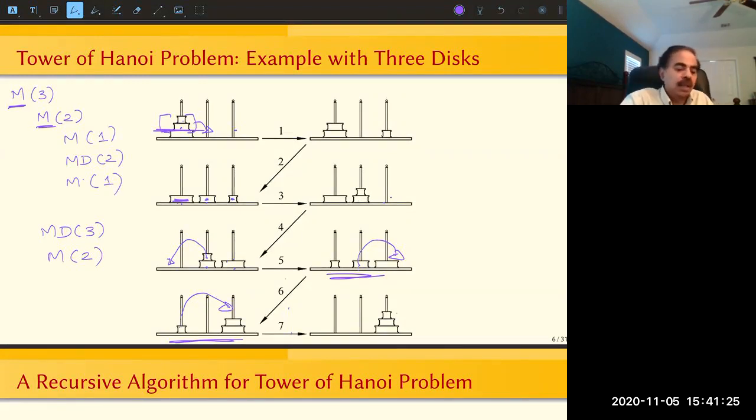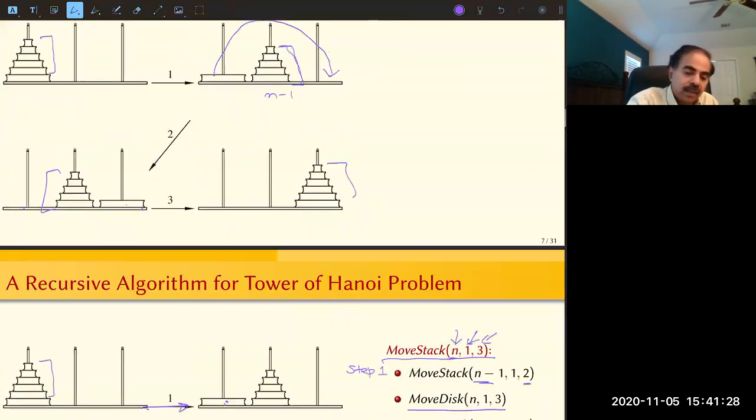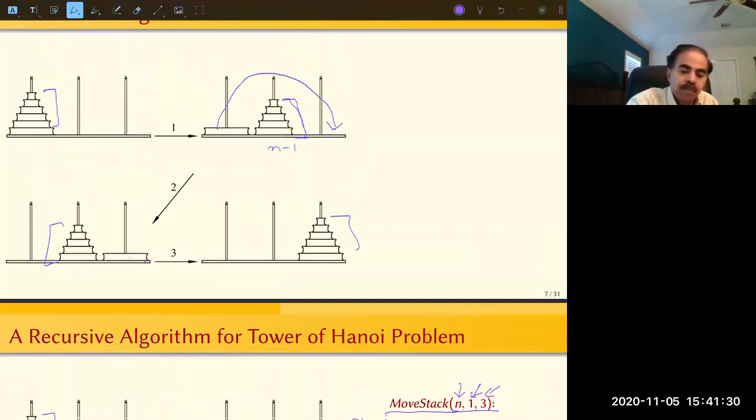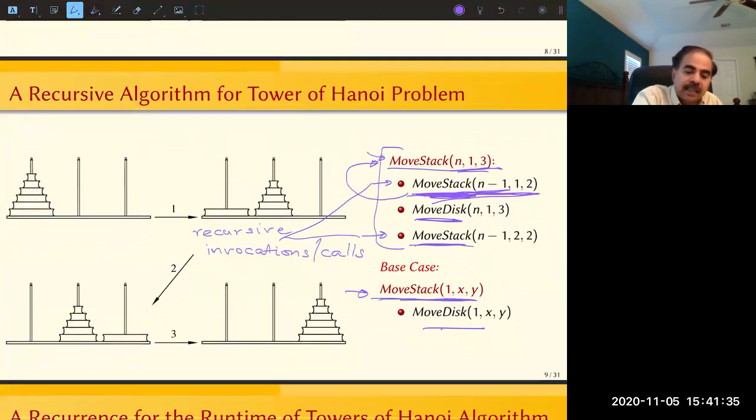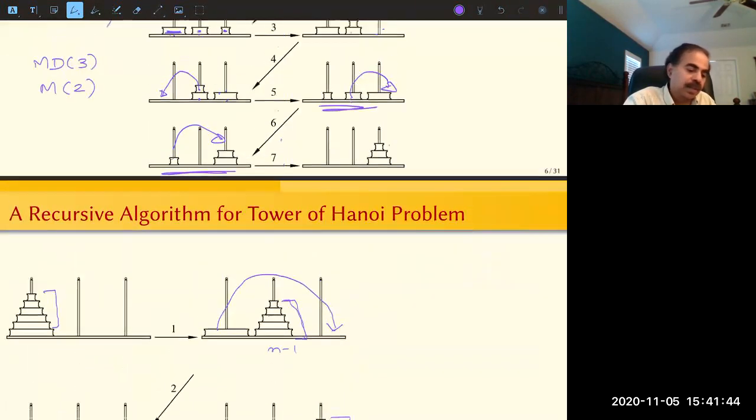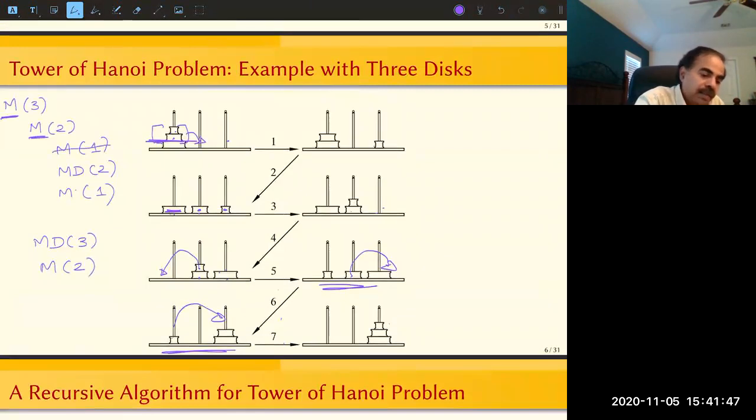Now, we know that to move stack of 1, that is a base case, right? So in the base case, we only have a single operation of moving a disk. So what we are going to do here is replace that by moving a disk, then moving the disk 2, and then once again moving disk 1.